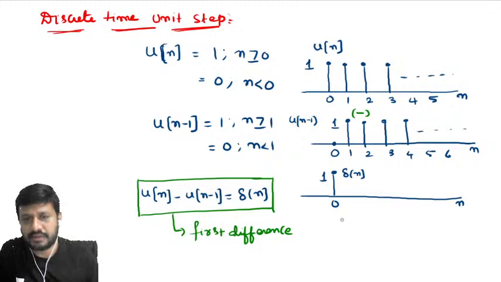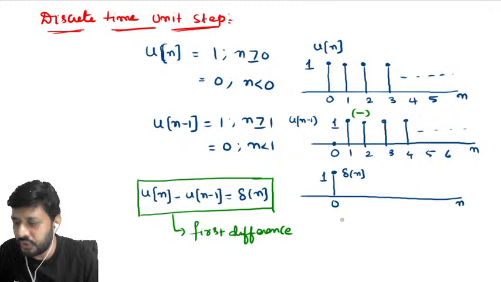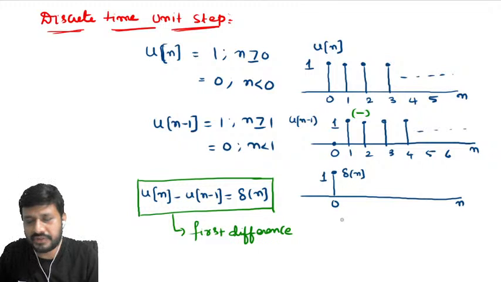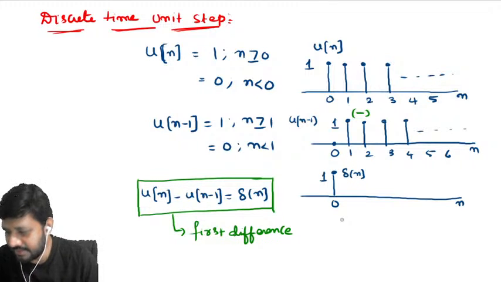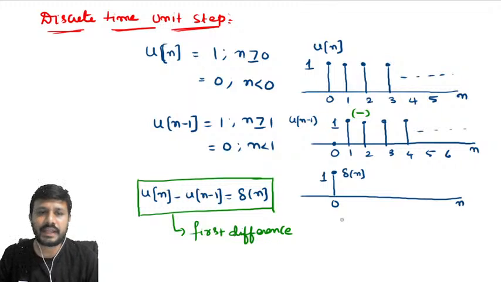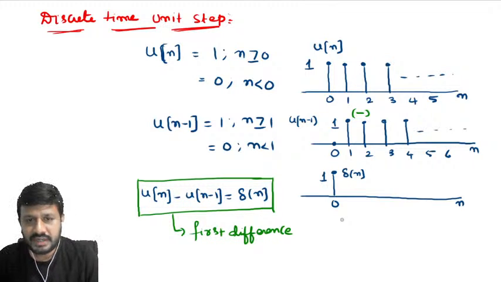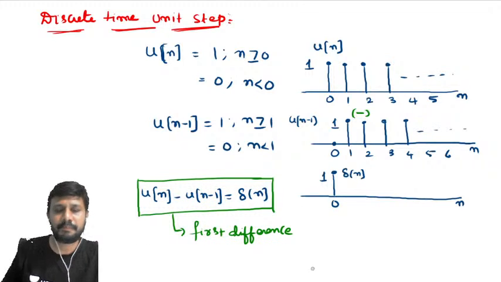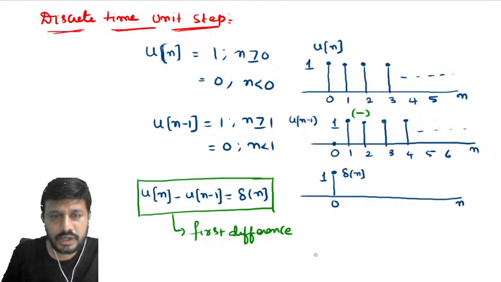Remember, this first difference operation is similar to differentiation in continuous time. The first difference of x of n means x of n minus x of n minus 1. The first difference of y of n means y of n minus y of n minus 1. The first difference of u of n means u of n minus u of n minus 1, which is nothing but del of n, the discrete time unit impulse signal. Right?